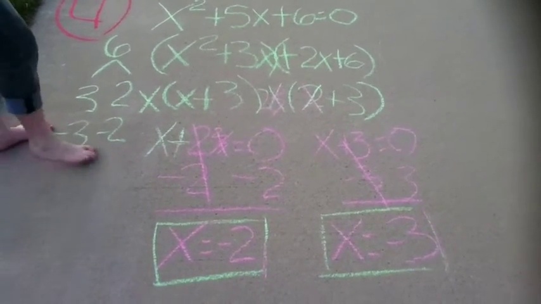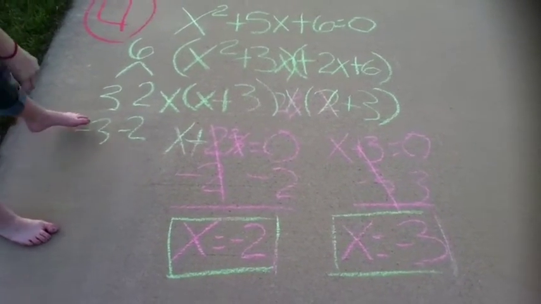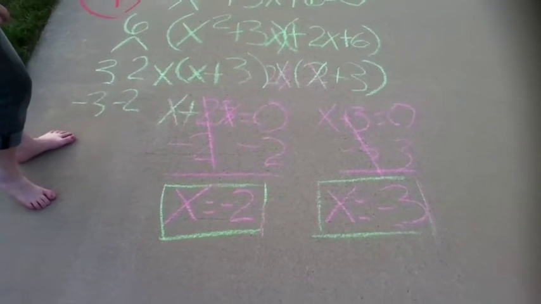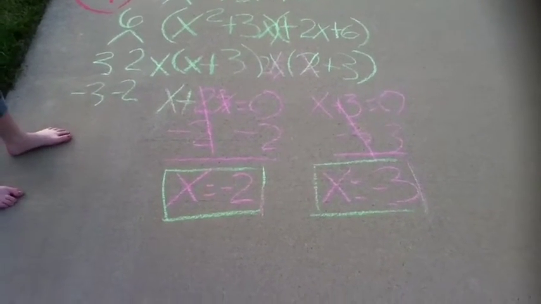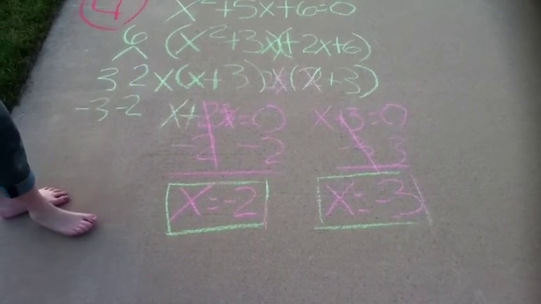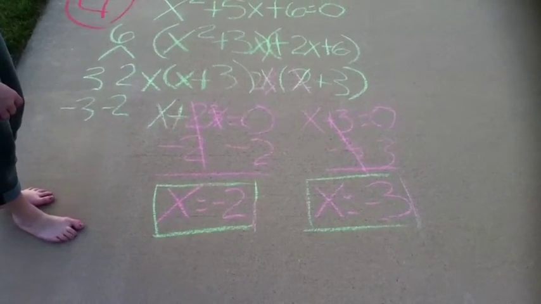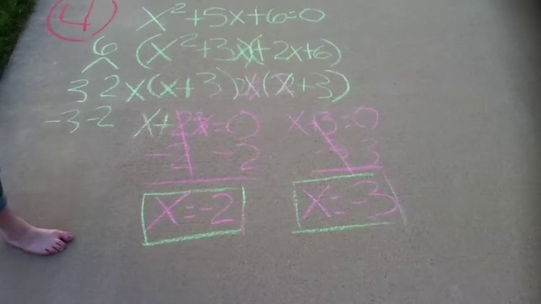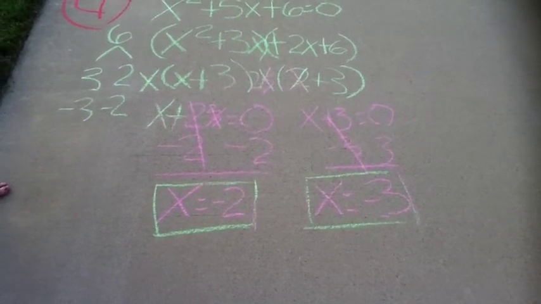factors. And this one's x, so x plus 3. Then the other one is 2, so that one equals x plus 3. And then x plus 2 equals 0, minus 2, equals x equals negative 2. And then x plus 3 equals 0, minus 3, equals x equals negative 3.